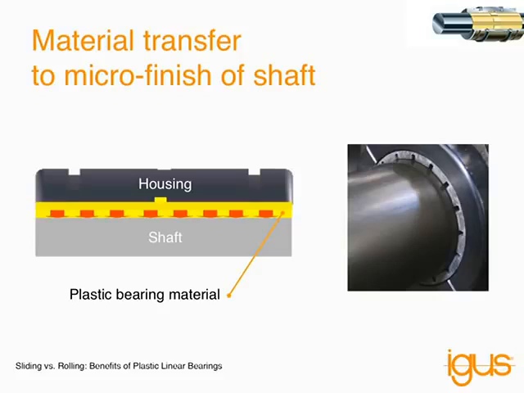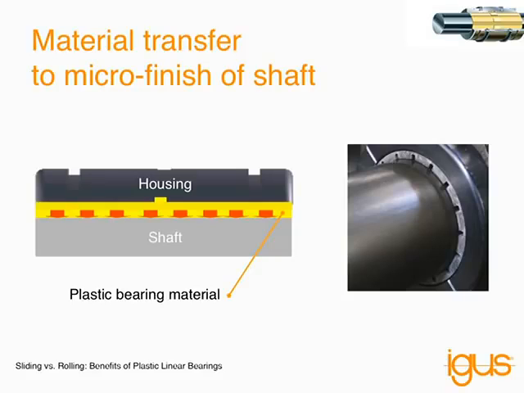So this bearing itself is only one half of the equation in a bearing system. The other half of the equation is the shaft or the rail that the bearing is riding against. Some people refer to that as a counterface. There's a material transfer of the bearing material into the microfinish of the shaft. And in this slide you see a cutaway of an application.